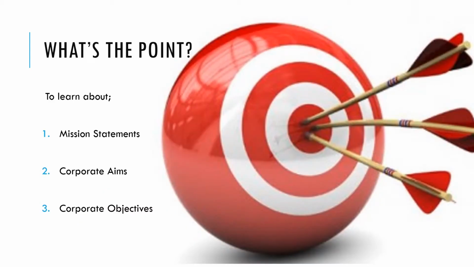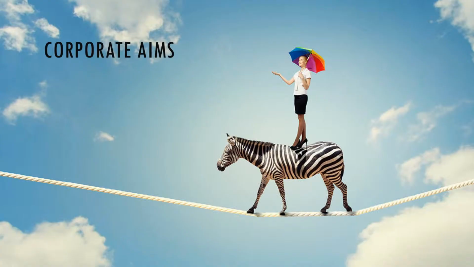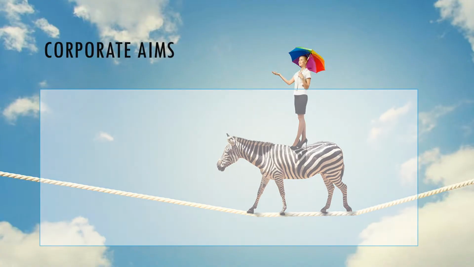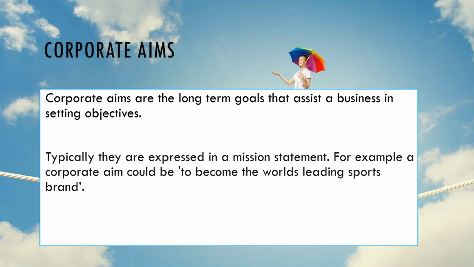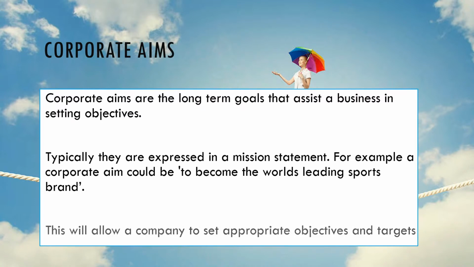So we've looked at mission statements here and looked at some examples. Now let's move on to aims and objectives. We'll start with corporate aims. Corporate aims are the long-term goals that assist the business in setting their objectives. Typically, they're expressed following from the mission statement. So, for example, a corporate aim would become the world's leading sports brand, perhaps for Nike. And this can then allow a company to set objectives and targets off the back of that.